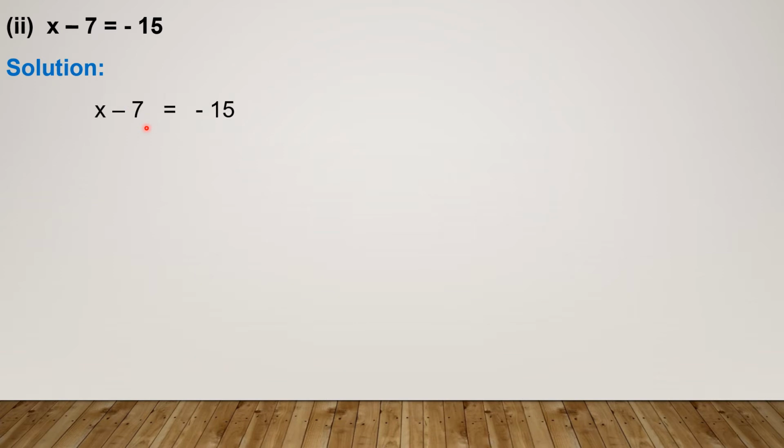First of all, we will rewrite the question. Again, since we need to find out value of x, means we need x alone on left hand side. We don't need this minus 7. So we will move minus 7 on other side of equal sign. When you move this minus 7 on other side of equal sign, it will be simply added.